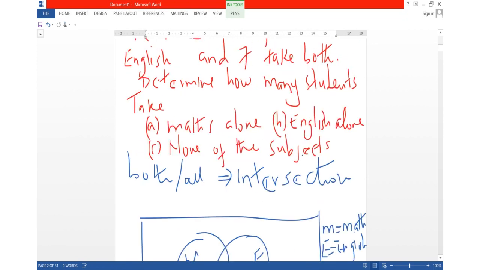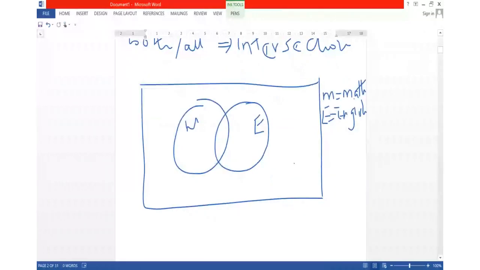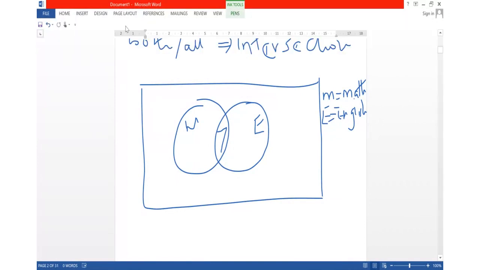Now when you come to the application of this one, we always start at the intersection. So we ask ourselves how many students are doing both. The students that are doing both subjects are only 7. So we start with the intersection, which is 7 there. We use a different color. The 7 are the ones who are doing both subjects.